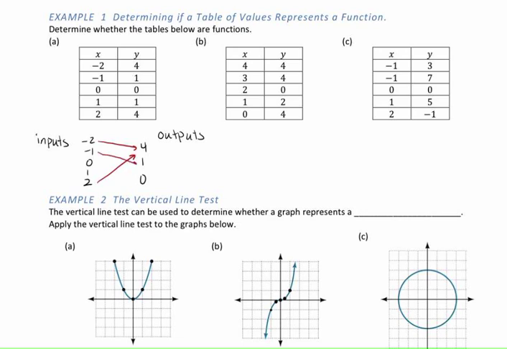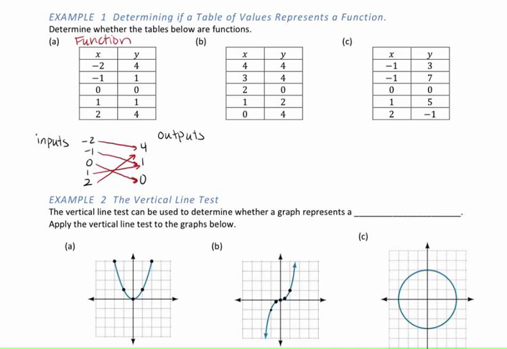Let's look at -1 and 1. They both lead to 1, but again, -1 only leads to 1, and +1 only leads to 1, so that's okay. And 0 only leads to 0, so this is a function.